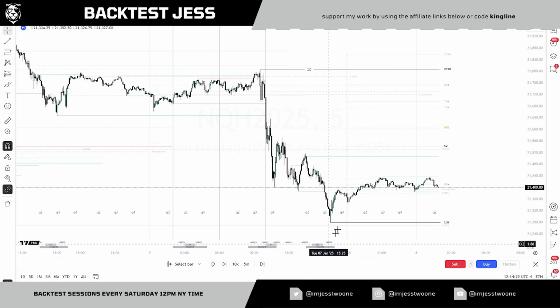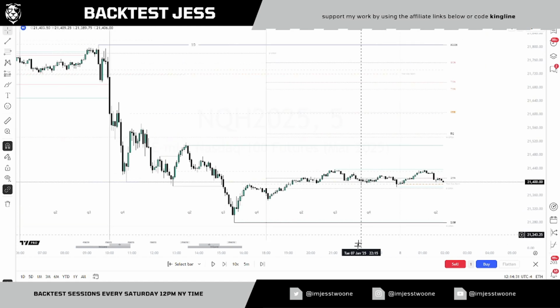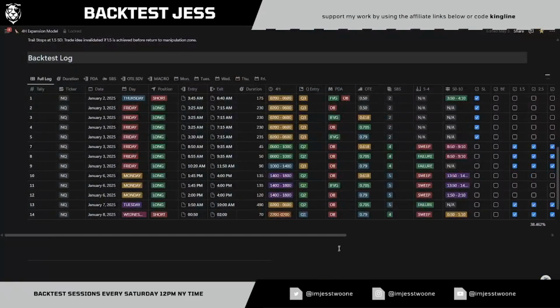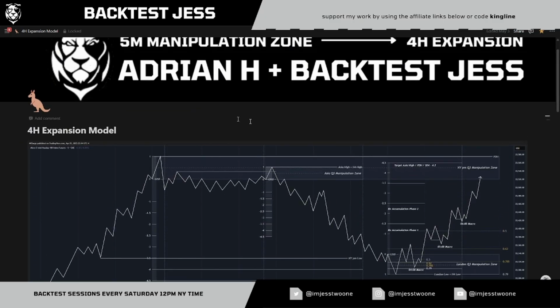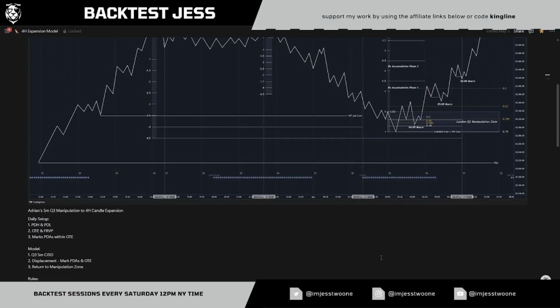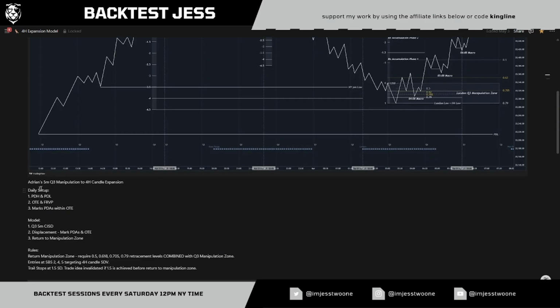Anyway, guys, what we're backtesting today is the same thing that we've been backtesting for at least the past 4 or 5 sessions. We are backtesting the 4-hour expansion model. The idea is as such: our framework is going to be based on previous day high and previous day low.